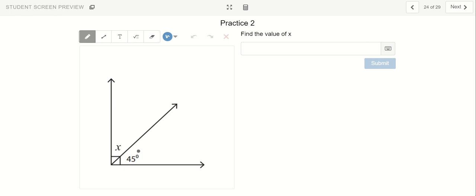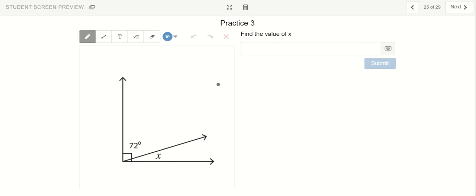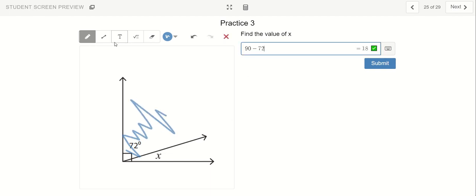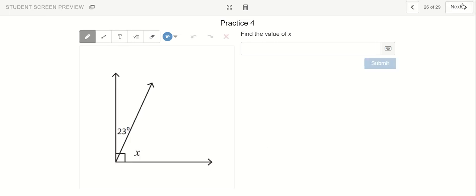Okay. So again, if this is 90 degrees, I know the whole corner is 90. If I subtract the 45, I see that my answer is going to be 45. Okay. Here again, I have another 90 degrees. Notice how it's a corner piece. So that's 90. And if I subtract the 72, get rid of that part, I know that x has to be 18. Okay. Let's try the next one. Here, another corner. Again, I know the whole thing is 90. If I subtract the 23, get rid of this part, whatever's left over has to be the answer. This is 67.